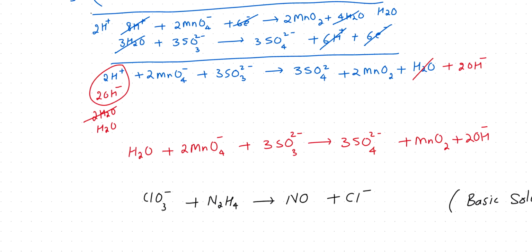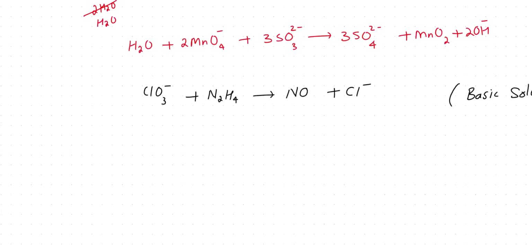In the same way, we'll do one more example in basic solution. So ClO3 negative changing to Cl negative. So the first equation is ClO3 negative changing to Cl negative. Another half reaction is N2H4 changing to NO.